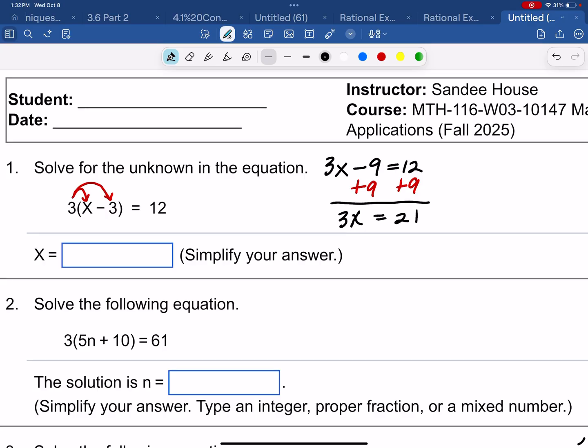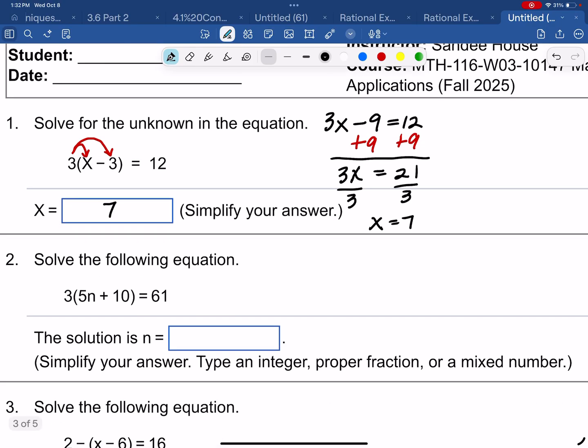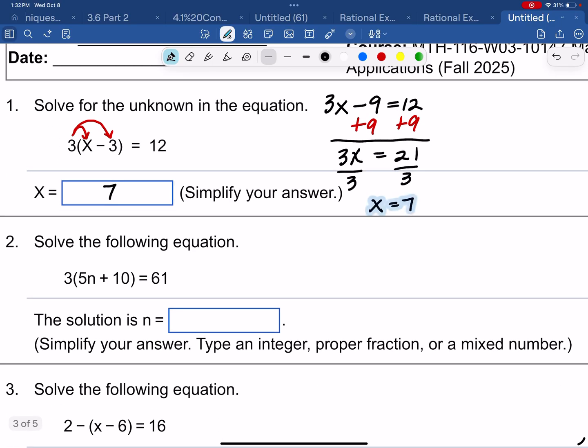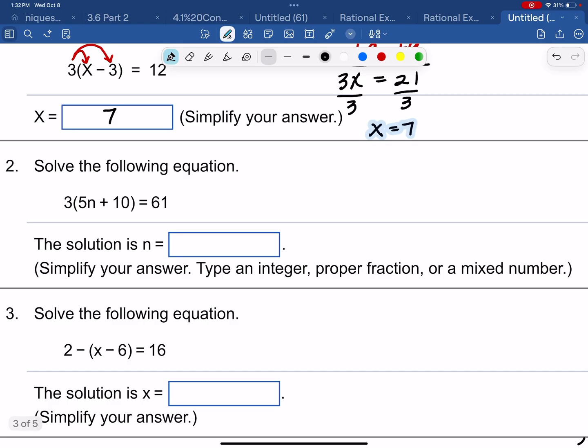And now the last step is always going to be multiply or divide. In this case, since x is being multiplied, we're going to divide both sides by that 3. So x is equal to 7. Always start with parentheses. In number 2, solve for the following equation. 3 parentheses 5n plus 10 equals 61. So I've got to clear these parentheses by distributing first.